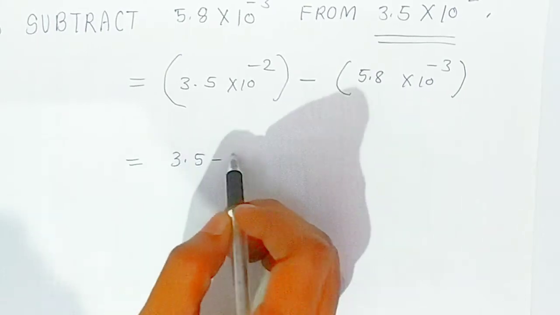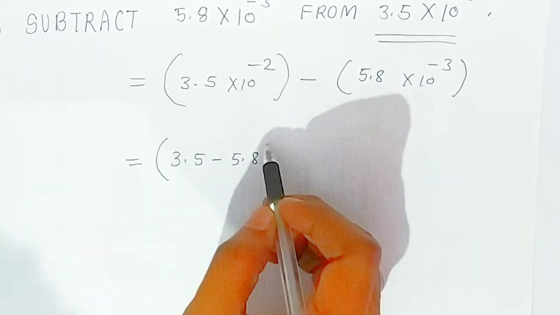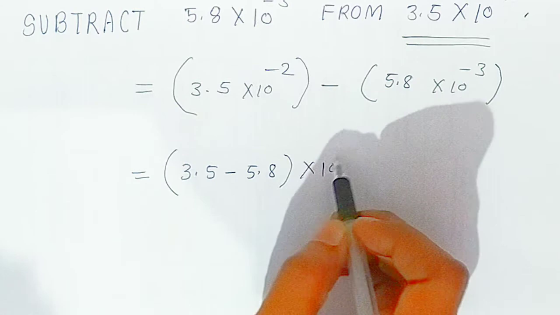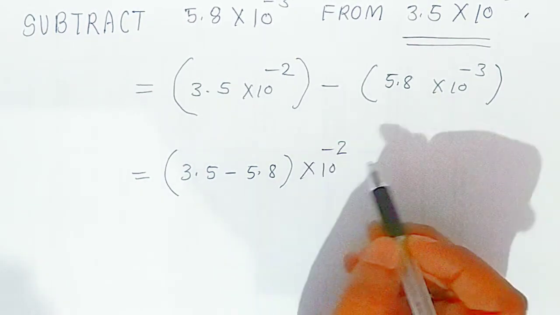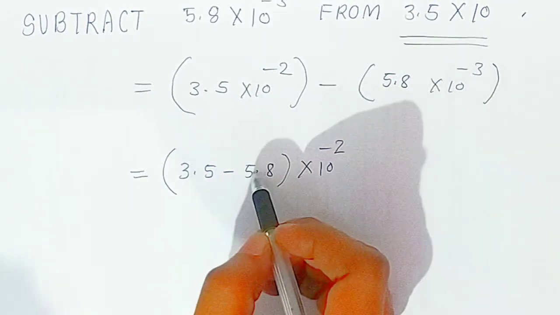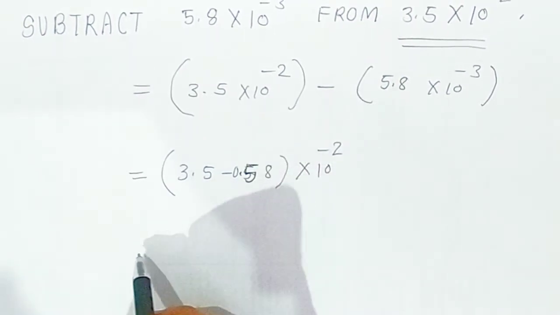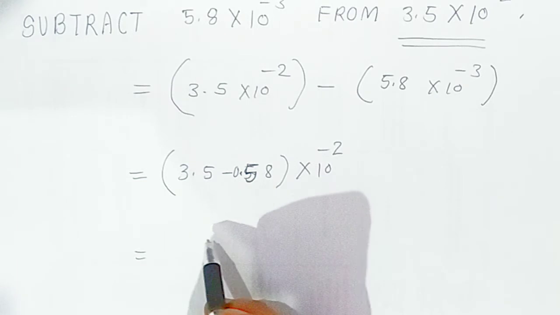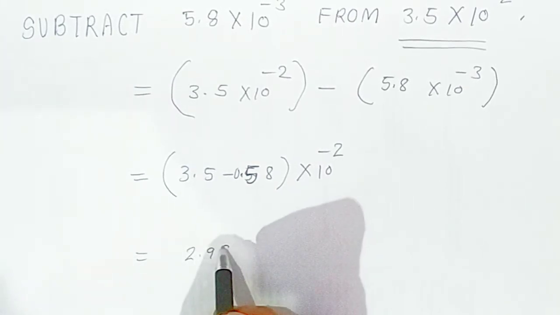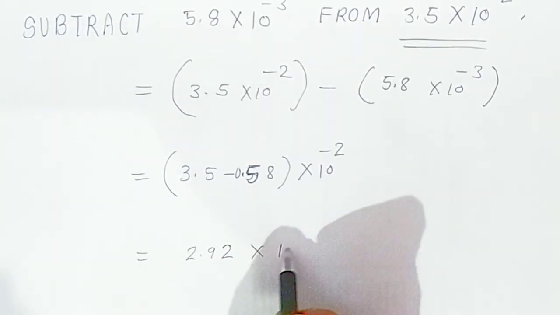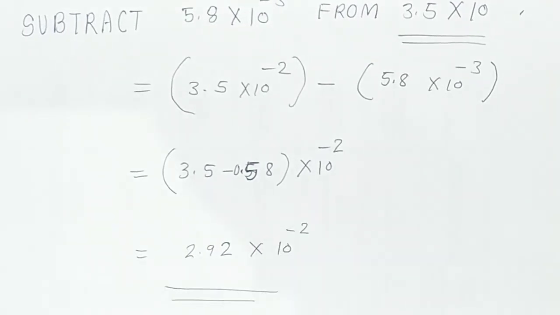3.5 minus 5.8 into 10 raised to minus 2. If you take the common factor, the decimal shifts and it becomes 0.58. Now when you subtract, students, what happens? It will be 2.9892 into 10 raised to minus 2. This is the answer we are getting.